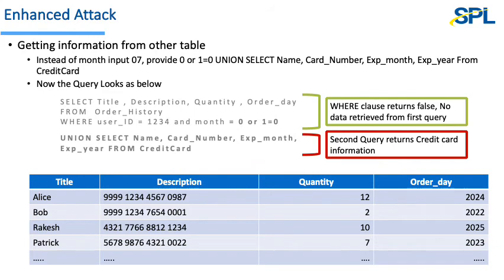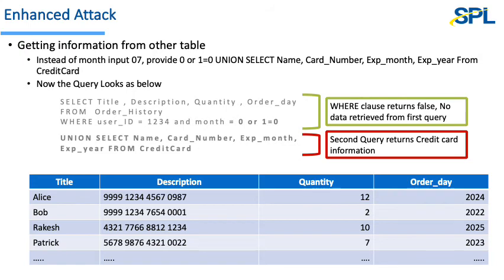Once the attacker gets to know that the website is vulnerable to SQL injection attack, they can perform enhanced attacks to get more information. Change the where clause further. When the where clause is changed to 0 or 1 equals 0, union, select name, card number, expiry month, expiry year from credit card, now look at the SQL query. Instead of 1 equals 1, now the input is changed to 1 equals 0. Now the where clause is 0, with no result in the table. Similarly, 1 equals 0 also returns false.